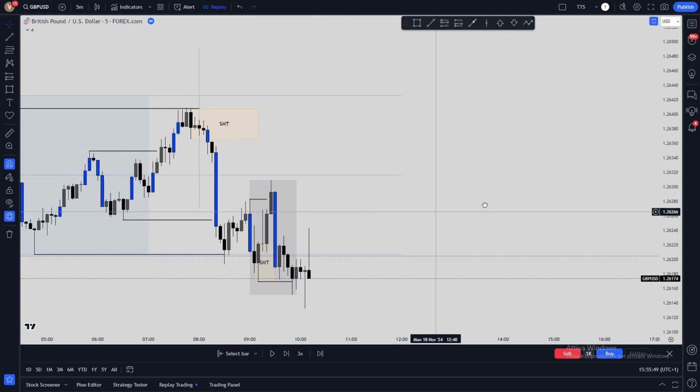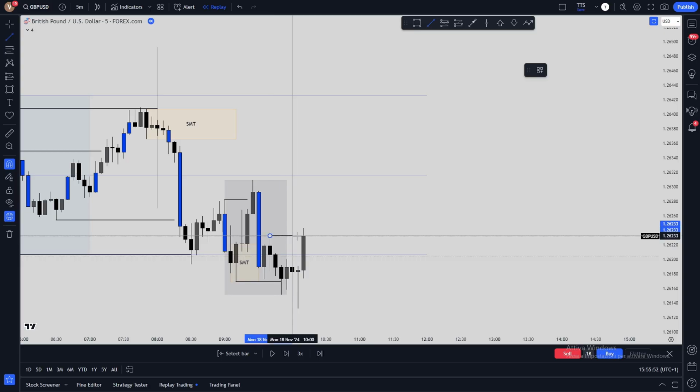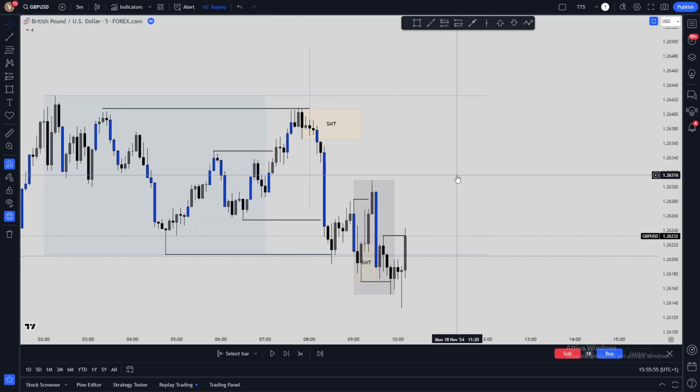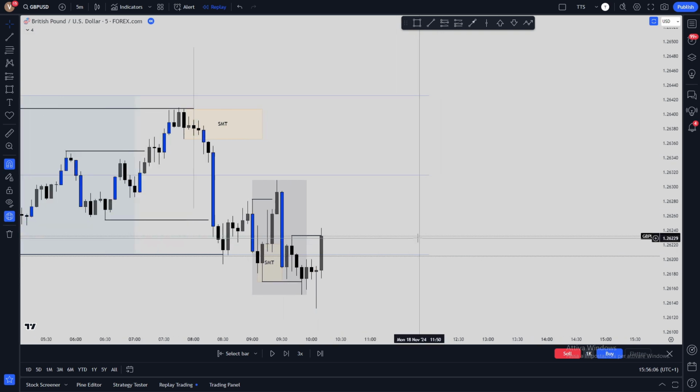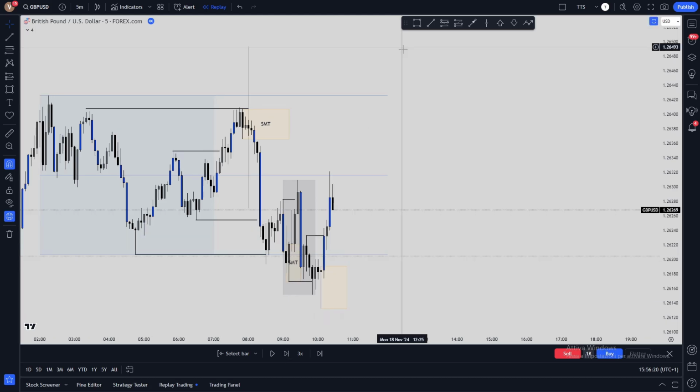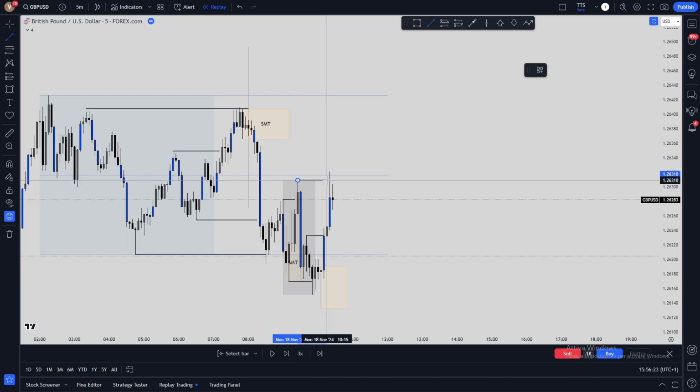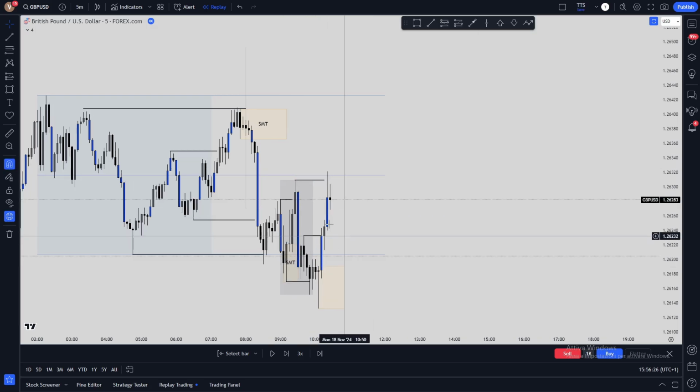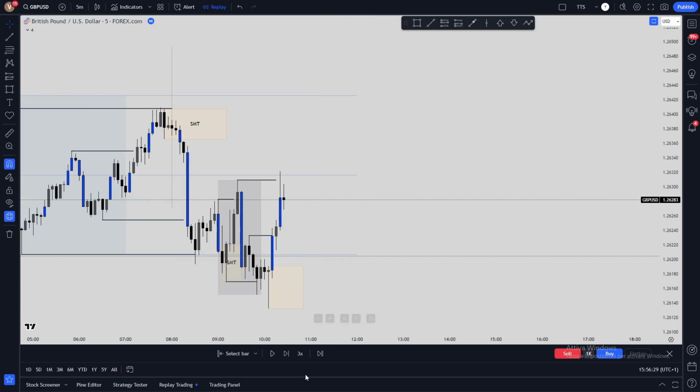So now at this point I will look for entries, a clear internal breakout structure. I'm starting to do it fast because the video will become too long, so this is why I do everything very fast. For me now this is my point of interest to look for an entry. Now we have a clear, relevant breakout structure. This is internal, this is the relevant breakout structure for me.